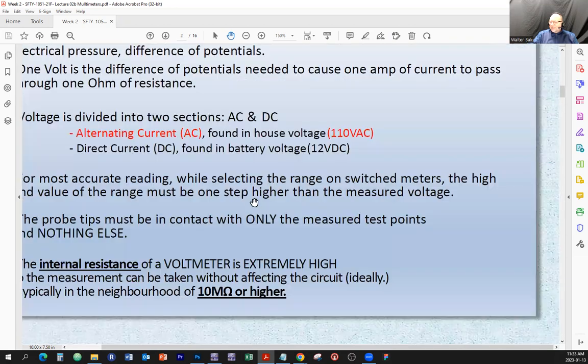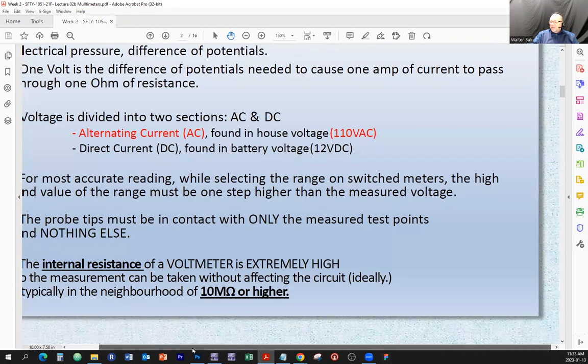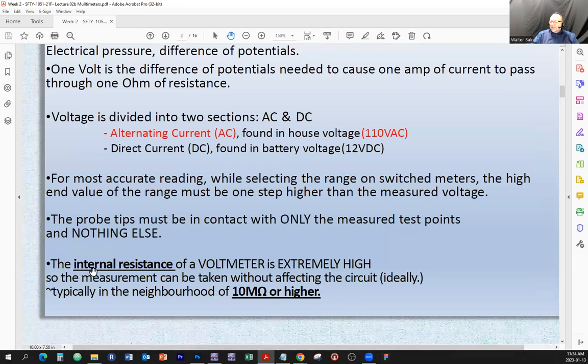And that is the last point of that previous slide right here. The internal resistance of a voltmeter is extremely high, so the measurement can be taken without affecting the circuit, ideally. All right. Typically in the neighborhood of 100 mega ohms, and mega stands for million. So about 10 mega ohms or higher. That's why some of the meters are more expensive than others.